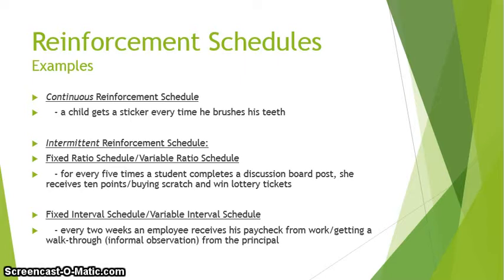An example for variable interval schedule is getting a walkthrough or an informal observation from the principal. Those of you that are not familiar with walkthroughs, that is just where a principal would walk into a teacher's room, maybe for 5 minutes or so, just to make sure the teacher and the children are on task. And unfortunately, you don't know when those are coming. It could be the first couple weeks of school, and then it may not occur until the next month, and then it's a variable interval of time.